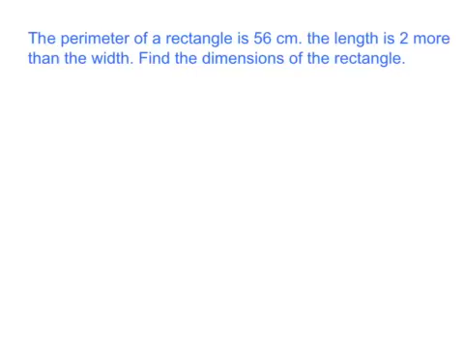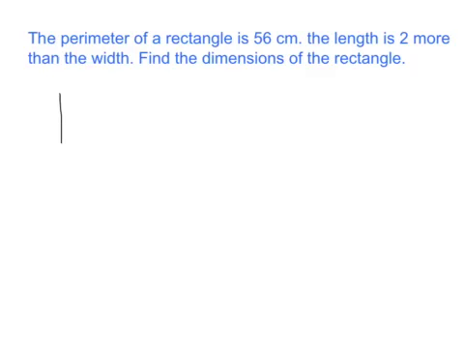So we've got a system of equation word problem, and it tells us that the perimeter of a rectangle is 56 centimeters. The length is 2 more than the width, and they want us to tell them the dimensions of the rectangle. Now, just like we said earlier, if they ever describe a shape but they don't provide you with a diagram, you should draw one, right?